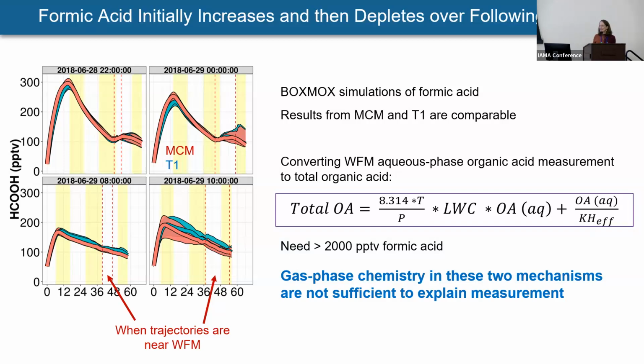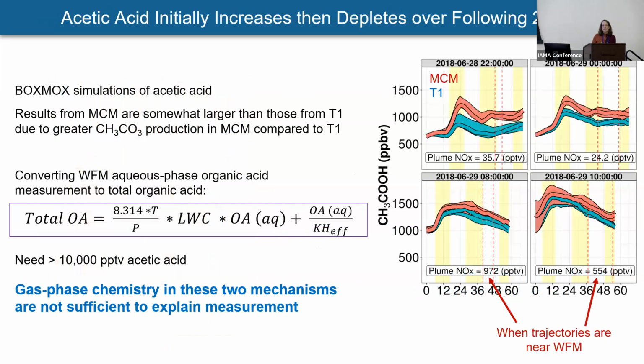So by the time they got to Whiteface Mountain, they were only on the order of about 100 parts per trillion. And that was really much less than what was needed to match the formate concentrations that were measured in the cloud water. So this is showing that gas phase chemistry is not sufficient to explain the measurements. That was true for acetic acid as well. You can see here that MCM and T1 have some differences in how acetic acid is formed, but nevertheless, they both underpredict how much acetate was measured.